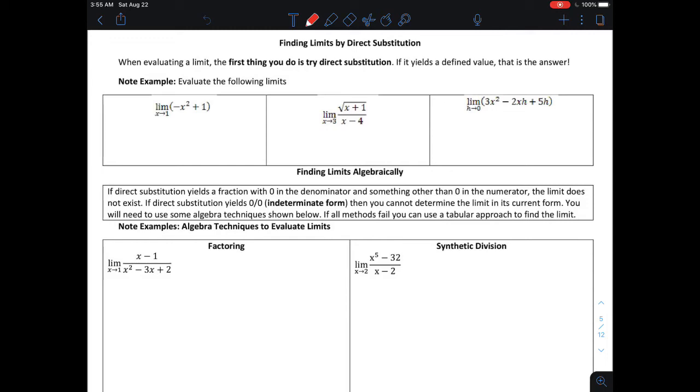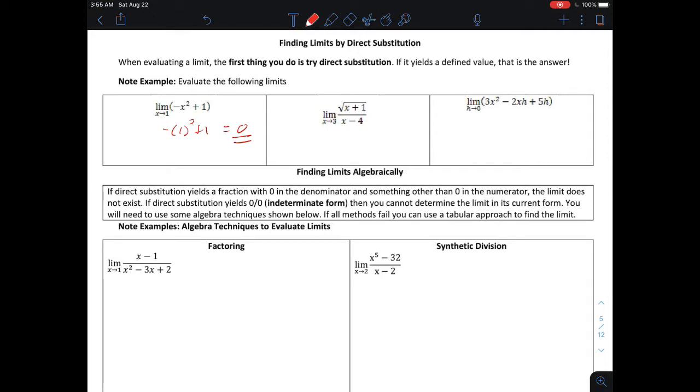When evaluating limits, you always want to start by doing direct substitution. What that means is you're looking at what x is approaching in this limit, and then you're going to put that in to see if the function has a defined value there. And so right here in this first problem, all I'm going to do is put the 1 in, so negative 1 squared plus 1, and I get 0.